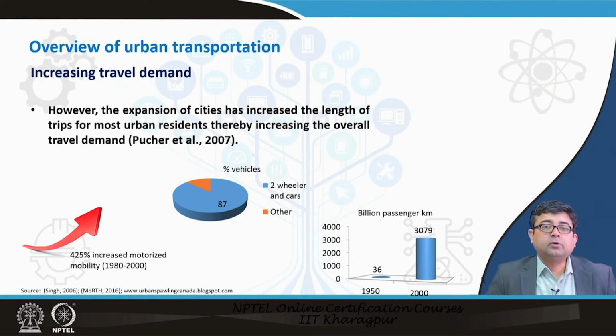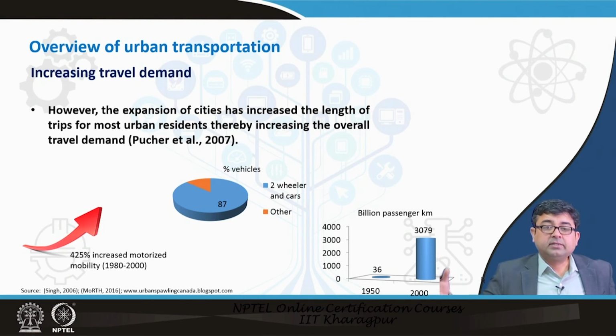So, when we were talking about travel demand, that is what we were essentially meaning. So, you can see in this chart that currently, or by 2007, the percentage of two-wheelers and cars are overwhelmingly high in most of the cities in India. They increase the length of trips, right?